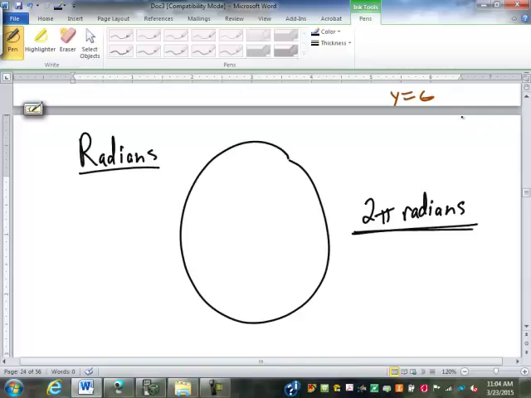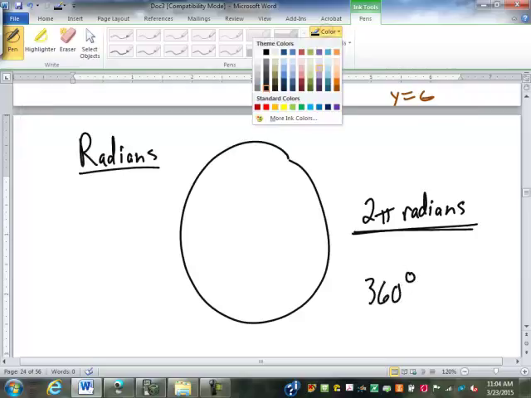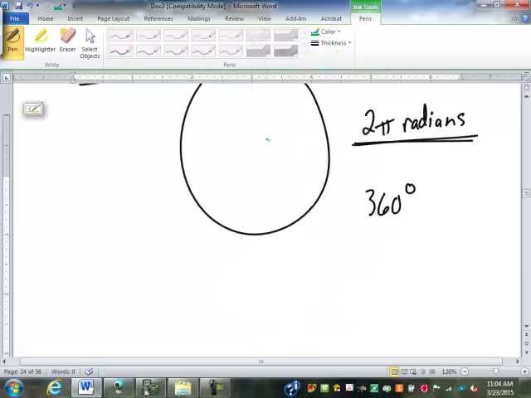What's that? Well, in degrees, one complete circle is how many degrees? 360 degrees. So what that tells us is that 2 pi radians is equal to 360 degrees.